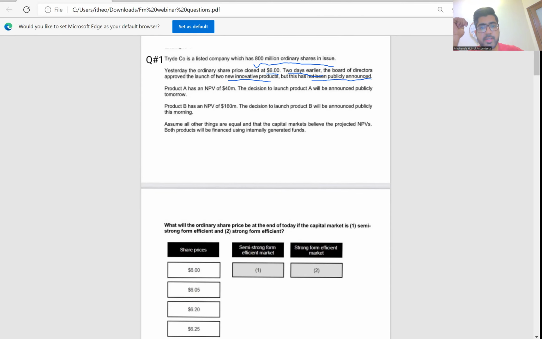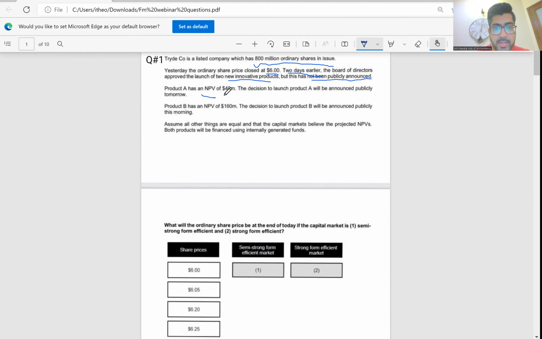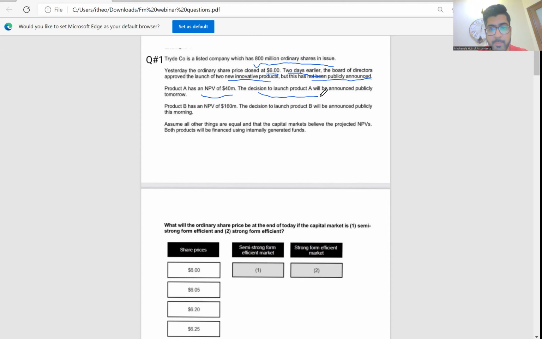Okay, 2 days earlier, the board of directors approved 2 new innovative products, but this has not been announced. The first new innovative product, A, has an NPV of 40 million, and the decision to launch A will be announced publicly tomorrow. Product B has an NPV of 160 million. Remember, there were 2 new innovative products. The decision to launch product B will be announced publicly this morning. So for A, you will announce the decision publicly tomorrow, but for B, you will announce the decision this morning. And yesterday, the share price closed at 6.